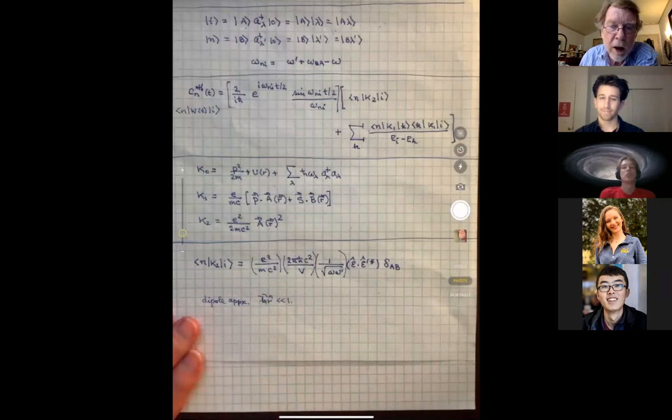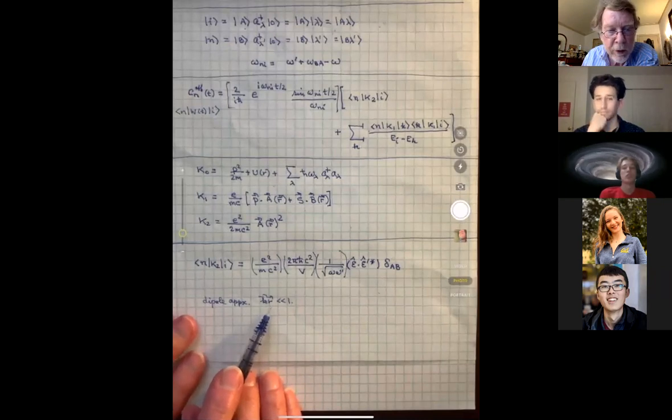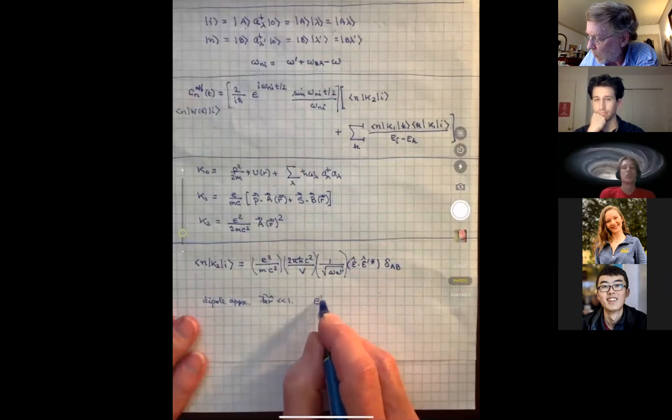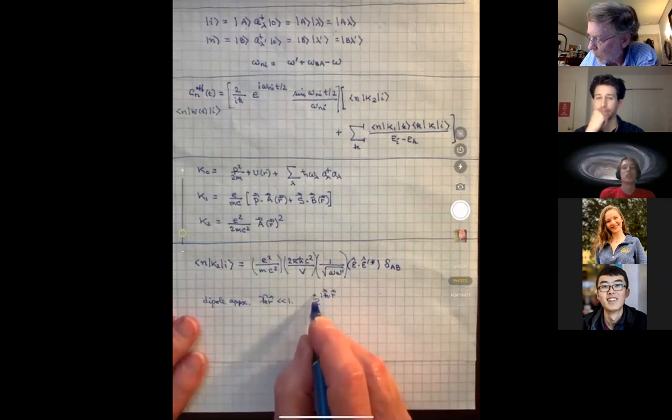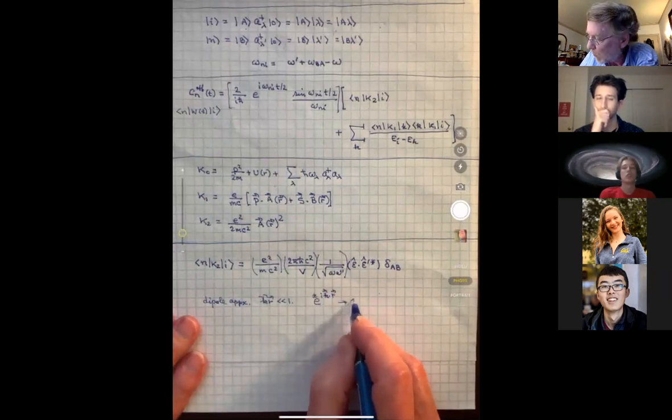On the other hand, if you wanted to talk about X-rays, then this wouldn't be true anymore, and you wouldn't be able to make the dipole approximation. In any case, the dipole approximation means that all the factors of e to the plus or minus iK·R, for example, which occur in the vector potential, can just be replaced by 1.